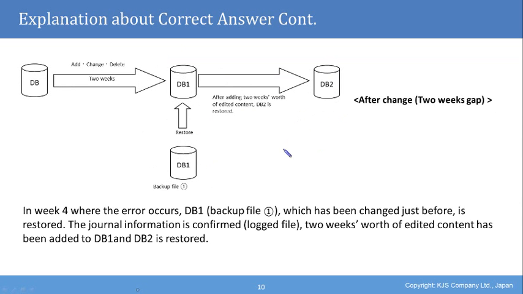Now, in this case, in week 4, when the error occurs, we can only restore from DB1, which has been changed just before. The journal information is confirmed, and 2 weeks' worth of edited content has to be added to DB1, and then we get DB2 restored. But in this case, we have to add 2 weeks' worth of edited content, rather than earlier when we had 1 week's worth of edited content.